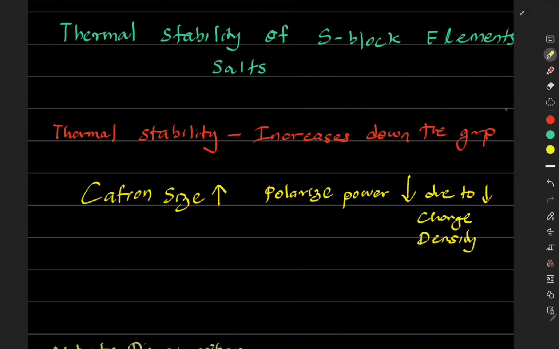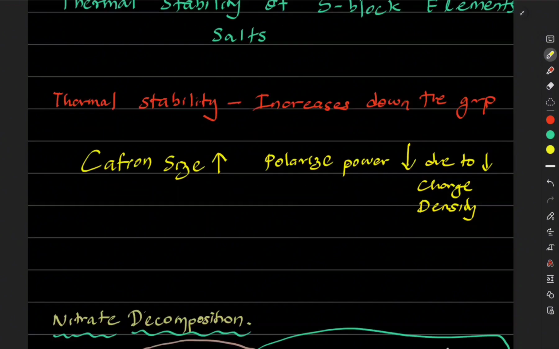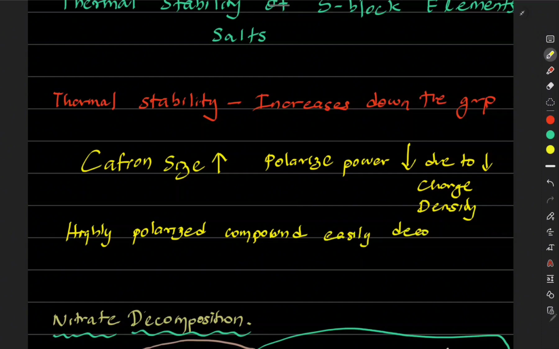Down the group, the polarizing power decreases. Highly polarized compounds easily decompose. Highly polarized compounds are easily decomposable.